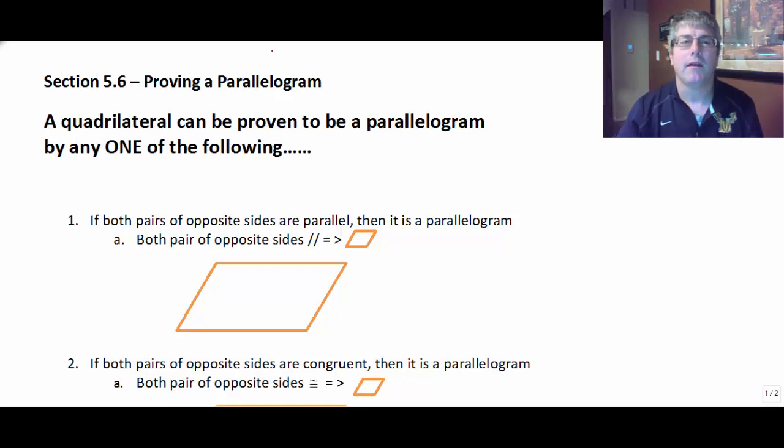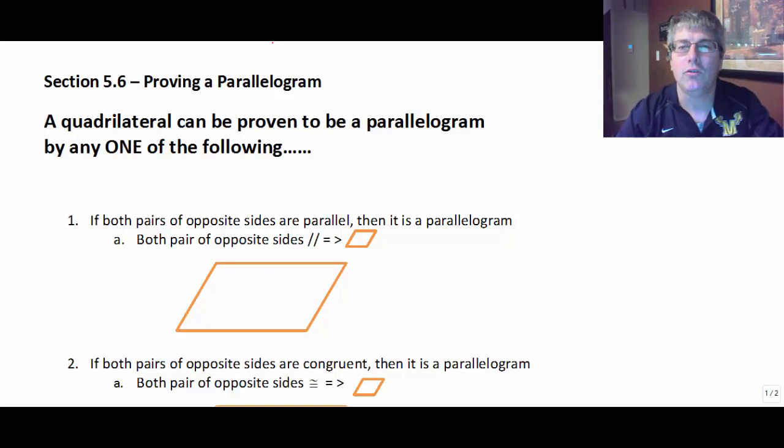Welcome back. In this video, we are going to work on proving a quadrilateral is a parallelogram. And fortunately, we won't have to prove all of the properties of a parallelogram to prove it's a parallelogram. We'll only need certain things. In fact, we can prove a parallelogram by proving just one of the following things. So we don't need all 5 of these. There are 5 ways to do it, but you only need to do one of them.